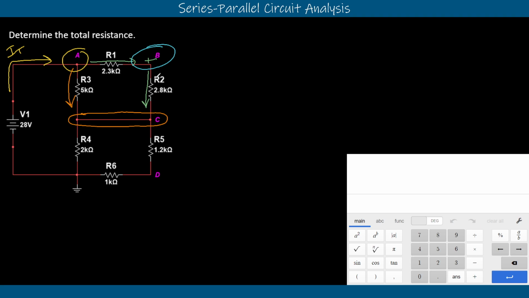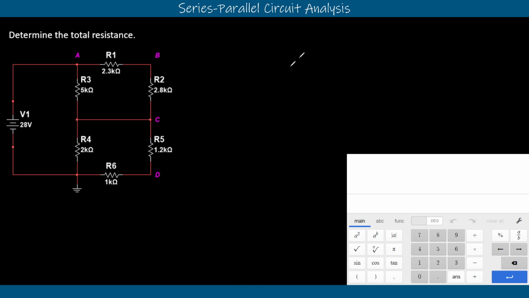From point C, we could see that we have R4 going to ground. We also have another pathway from point C that leads through R5 and R6 to ground. So those two would be in parallel with each other. You'd have to figure out what the sum of R5 and R6 is, and then put that in parallel with R4. So when we go for total resistance, we can just write that out.